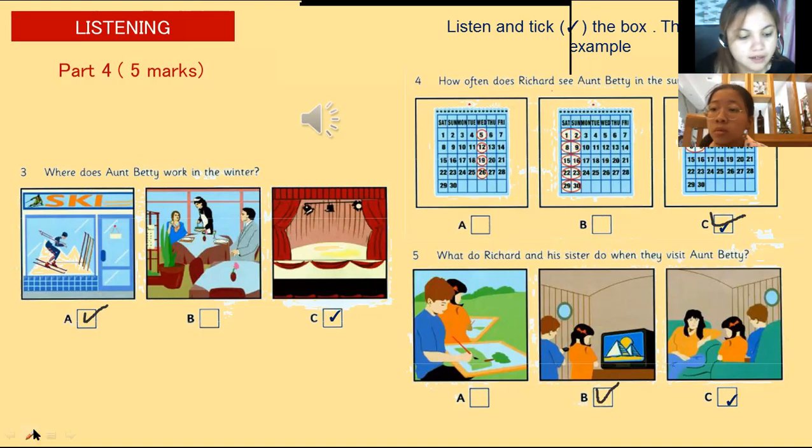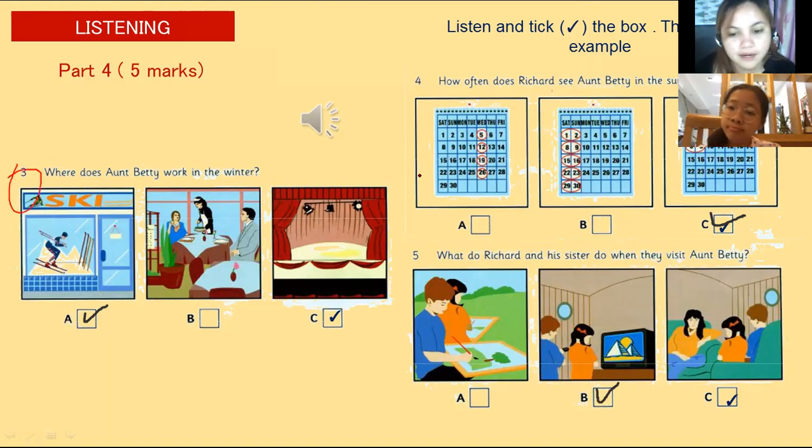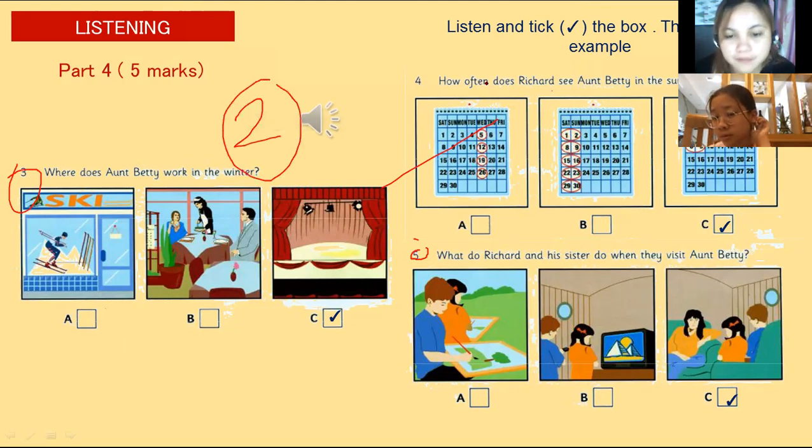Answer is letter C. Okay, wrong in number 3, correct in 4, and then again wrong in number 5. So 2 points only, Laura. Next, on the next activity, I want you to get a high score, okay?